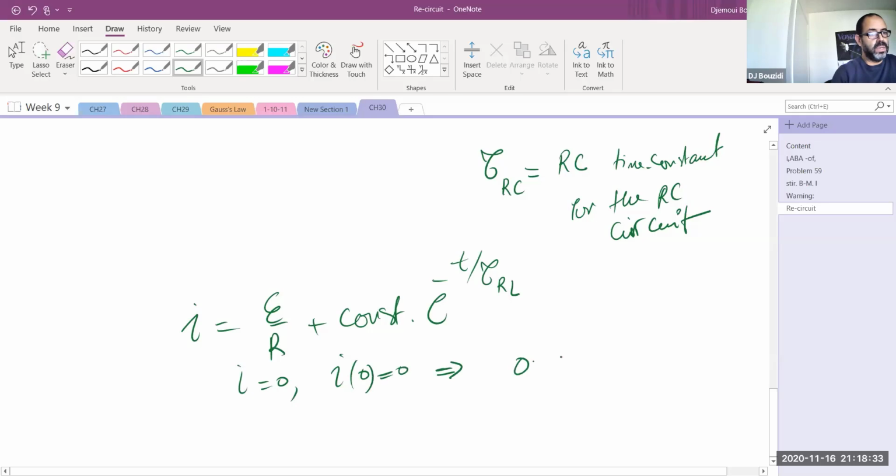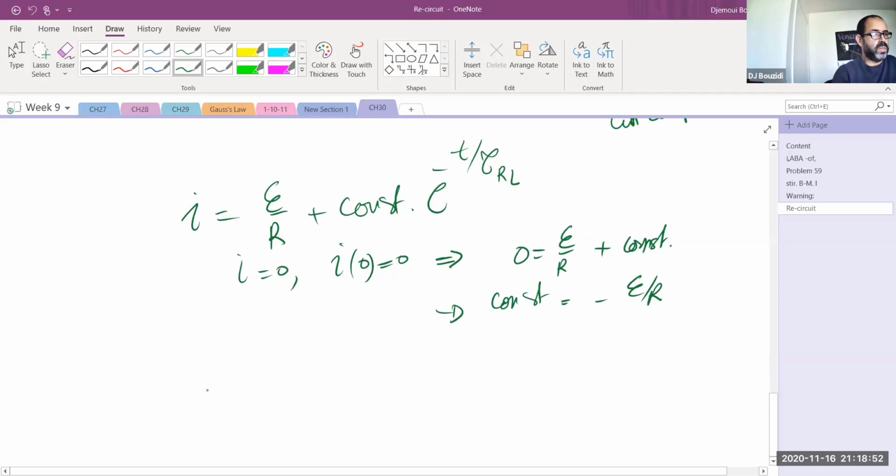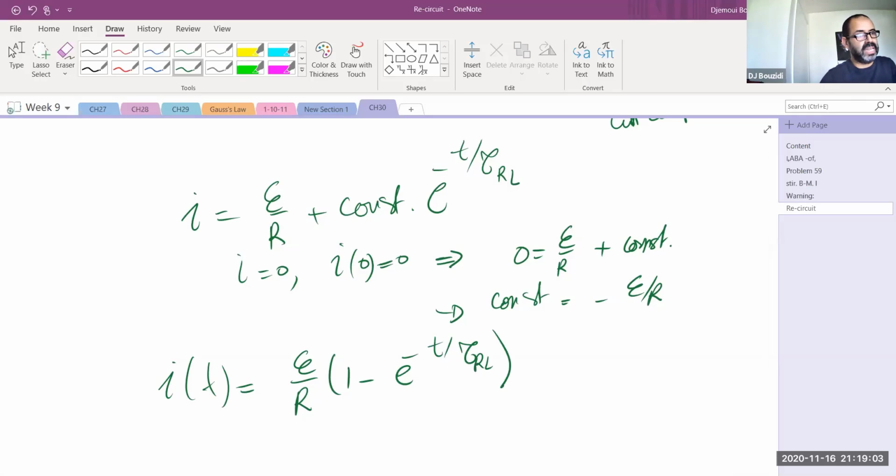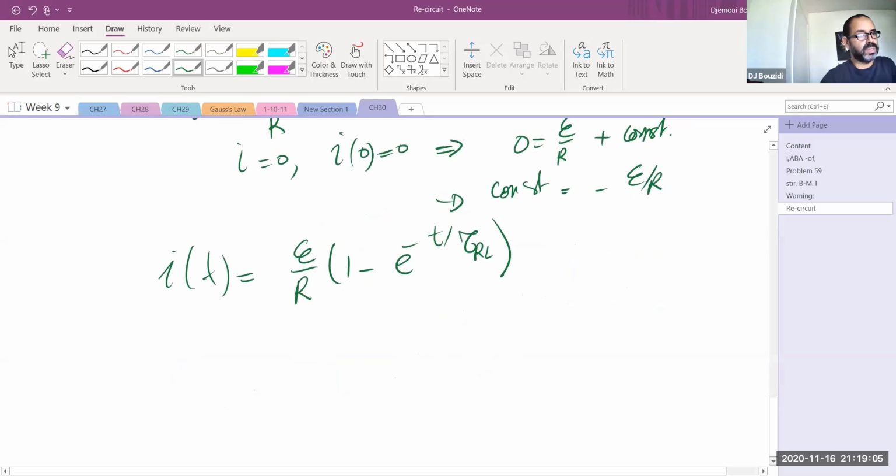That means that 0 is equal to the EMF over R plus a constant. The reason is that the exponential of 0 is 1. Which means that the constant is just minus epsilon over R, where epsilon is the EMF. So now we have found the answer to the current that we're supposed to find. The current I as a function of time is epsilon over R times 1 minus exponential of minus t over tau RL. Let's examine this expression. At t equal to 0, of course, I is equal to 0.